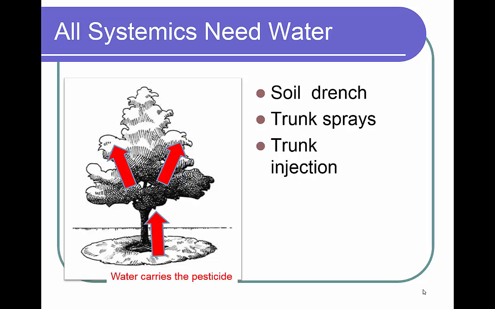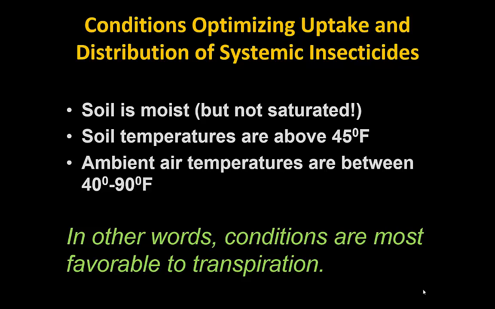There's no good reason to normally apply these kinds of insecticides to a dormant plant, since it's not going to move into the plant at that time. But when they're actively respiring, particularly if there's adequate moisture in the root system, then there can be optimal uptake. So the conditions to optimize the uptake of a systemic insecticide in a tree are: you need soil moist, not saturated, not too moist, but moist. Soil temperature has to be above about 45 degrees so the plant can be active. And ambient air temperatures are between 40 and 90 degrees.